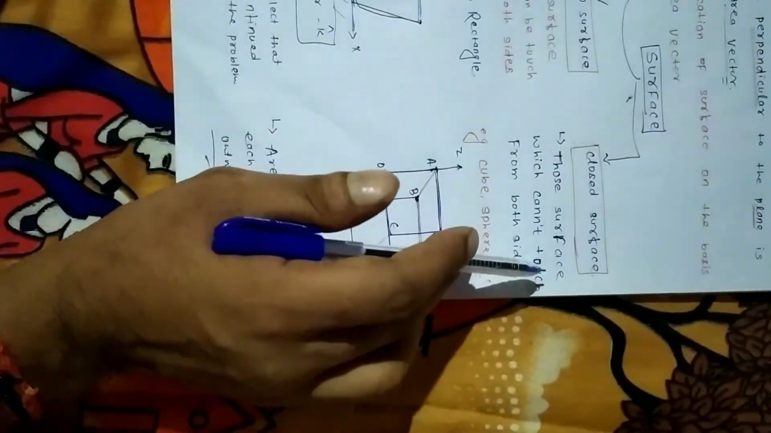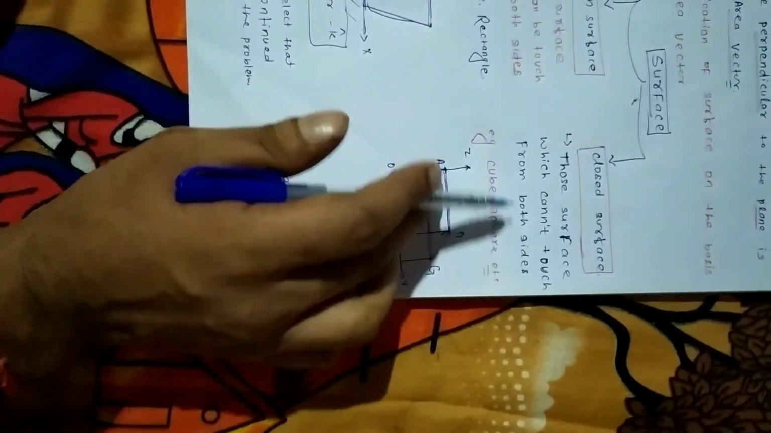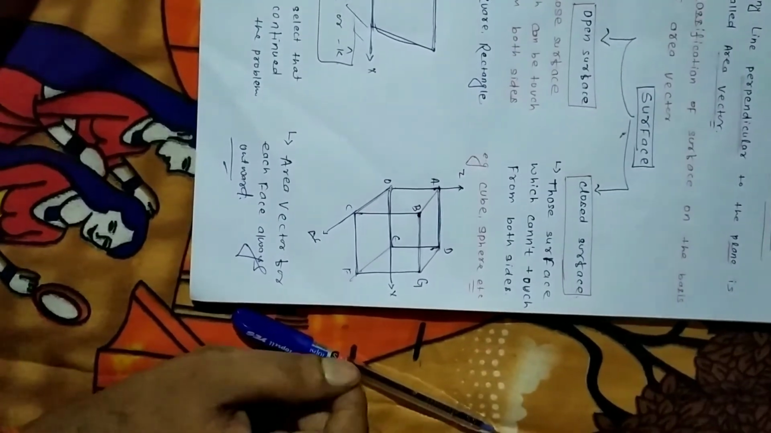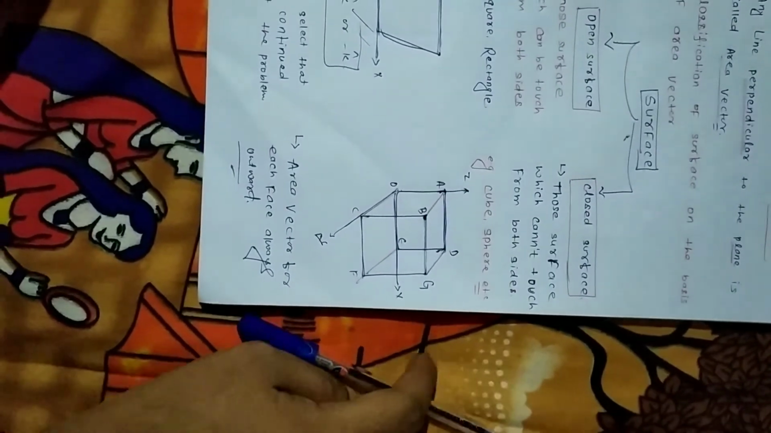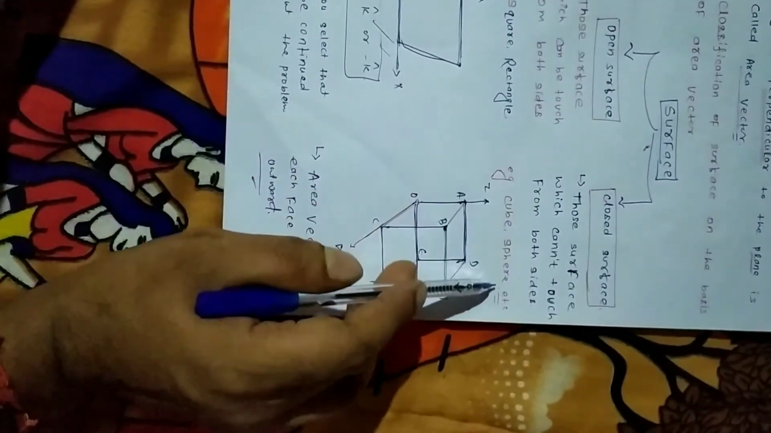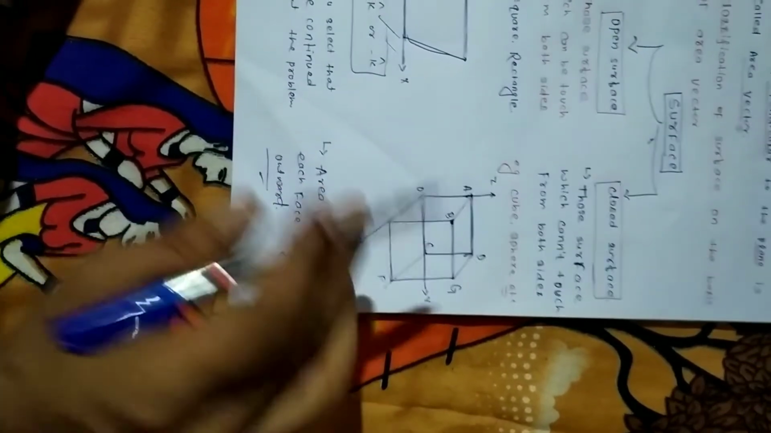Now coming to the closed surface. Closed surface means those surfaces which cannot be touched from both sides, like a sphere, hollow sphere as well as solid sphere. You can touch either from inside or from outside. You cannot touch from both sides, like a cube or cuboid. So I wrote here cube, sphere, these all are closed surfaces.